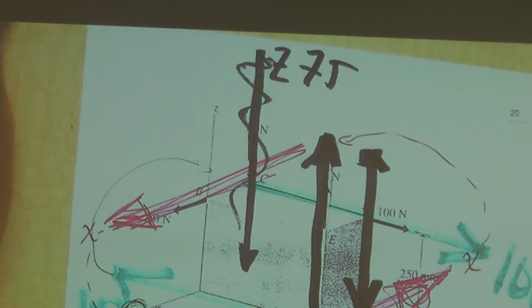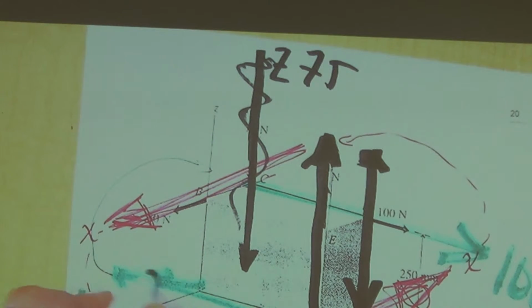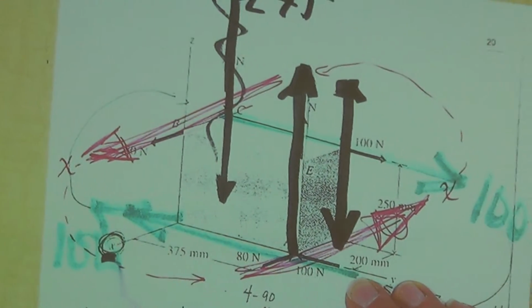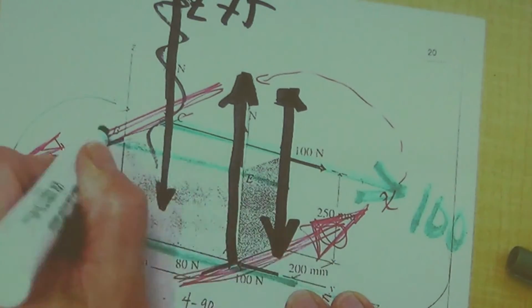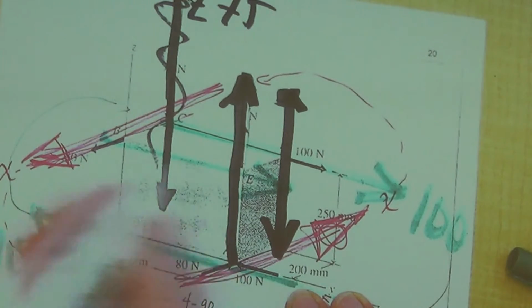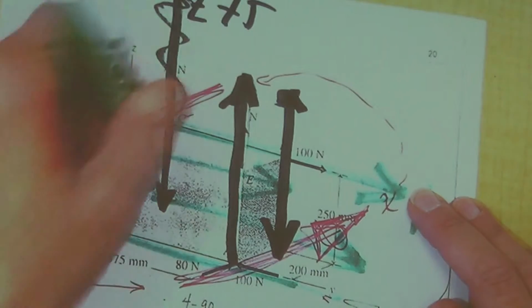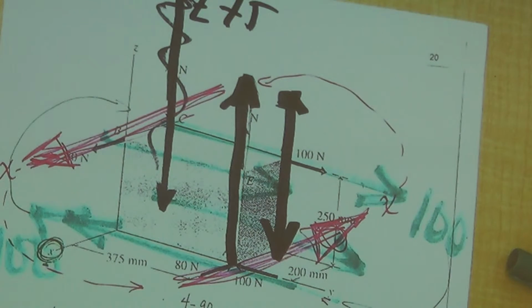So let's do this, you guys. When I worked with the 100, when I was trying to find the moment about the x, I could move this guy over. And then you could see it in 2D. And then you could move this guy down to see it in 2D. You could move them over. That might be another strategy.